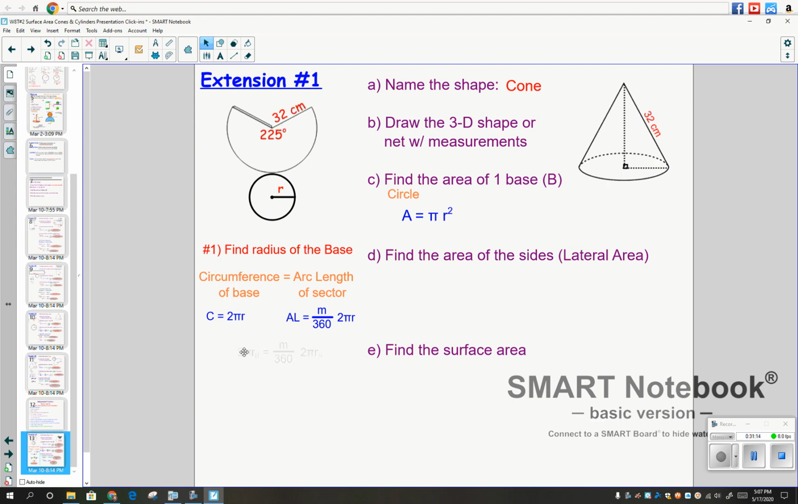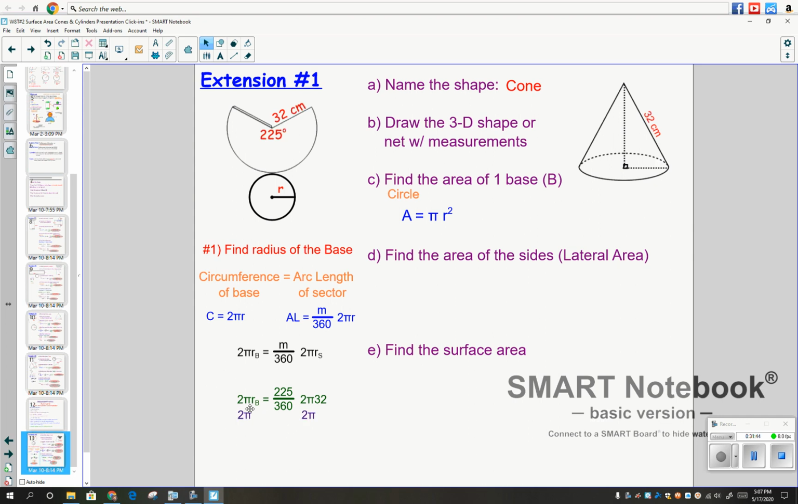So 2 times pi times the radius of the base will equal m divided by 360 times 2 times pi times the radius of the sector, which I use subscripts b and s. If I fill in my measurements here, so 2 times pi, I don't know the radius of the base, equals 225 over 360 times 2 times pi times 32. I want to solve for the radius of the base, the r on the left.